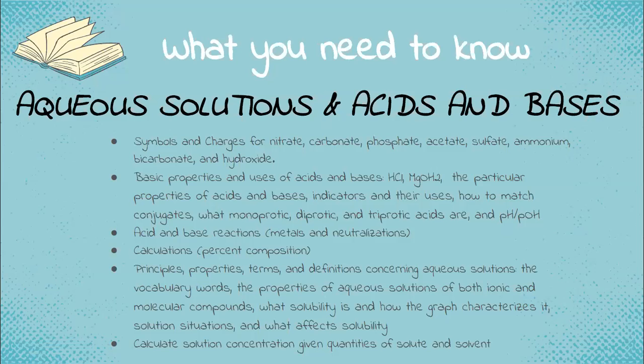And then Chem Lab also requires principles, properties, terms, and definitions concerning aqueous solutions. Again, that's really broad, so we've narrowed it down to the vocabulary words I've listed in the packet, the properties of aqueous solutions of both ionic and molecular compounds, what solubility is, and there's a graph in the packet and how that graph characterizes solubility. Solution situations and what affects solubility, like agitation or temperature increase and decrease. And then finally, you have to calculate solution concentration, given the solute and solvent. And again, I provided notes for that.